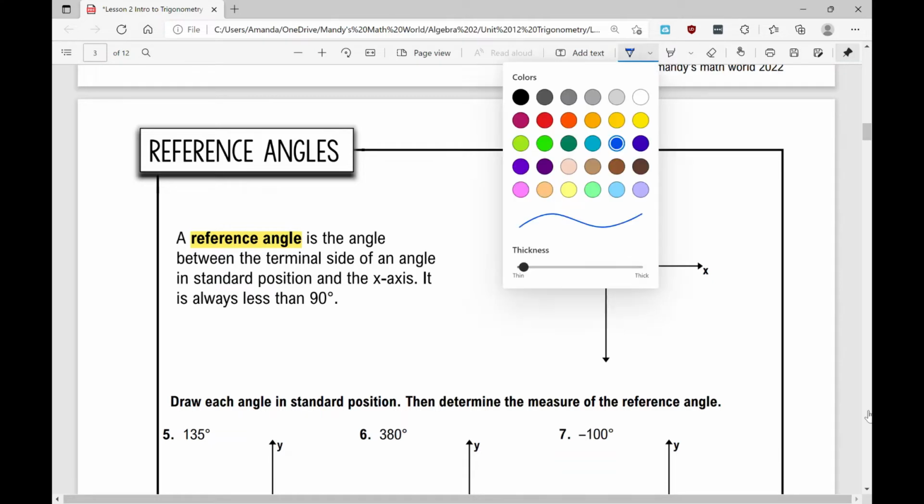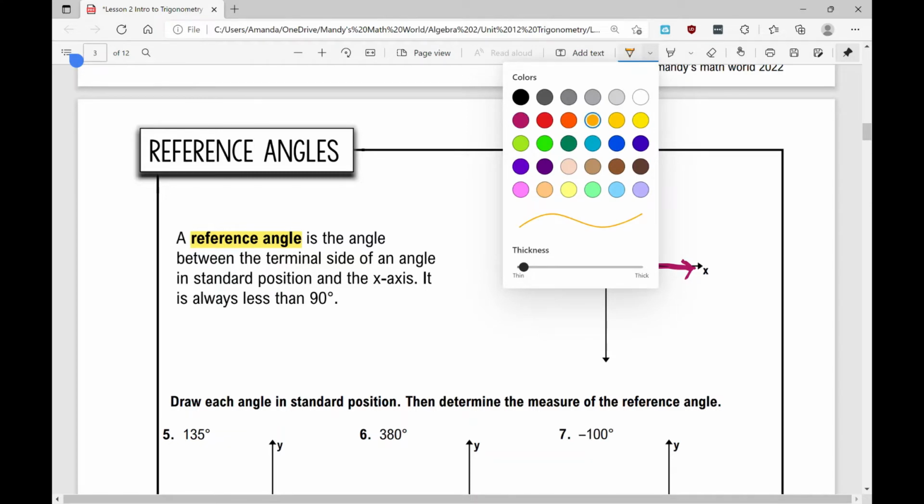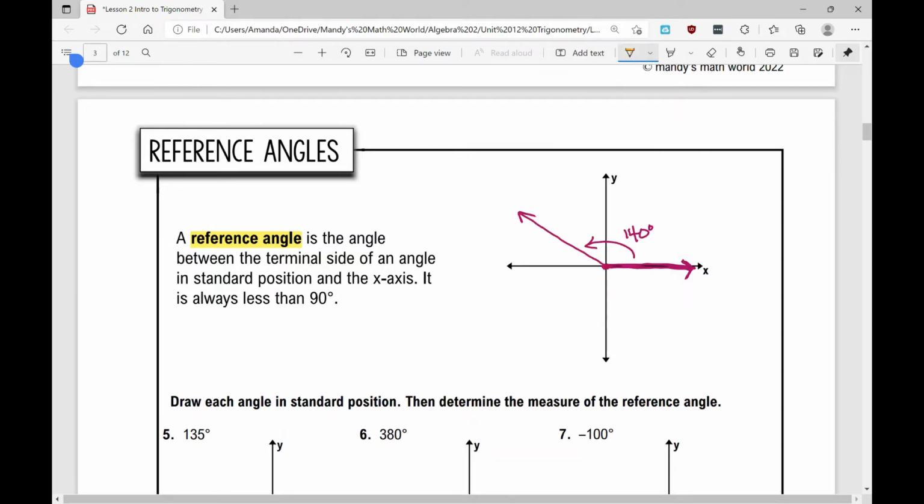So let's say I'm going to draw the angle 140 degrees. And that's going to look about like this, right? So there's my terminal side. Here's my initial side, and this angle measure is 140 degrees. So what's the reference angle? The reference angle is between the terminal side and the x-axis, and it's always less than 90 degrees. So that means this right here, this angle measure between that terminal side and the x-axis is your reference angle.